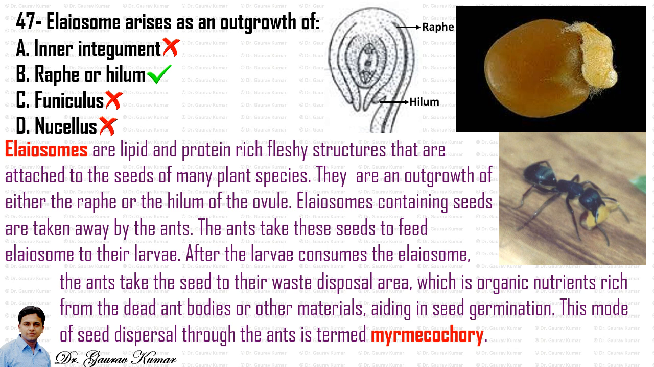Elaiosomes are lipid and protein rich fleshy structures that are attached to the seeds of many plant species. They are an outgrowth of either the raphe or the hilum of the ovule. Elaiosome containing seeds are taken away by the ants. The ants take these seeds to feed the elaiosome to their larvae. After the larvae consume the elaiosome, the ants take the seeds to their waste disposal area, which is organic nutrient rich from the dead ant bodies or other materials which aid in seed germination. This mode of seed dispersal through ant is called myrmecochory.